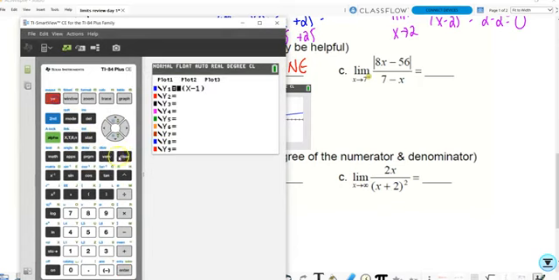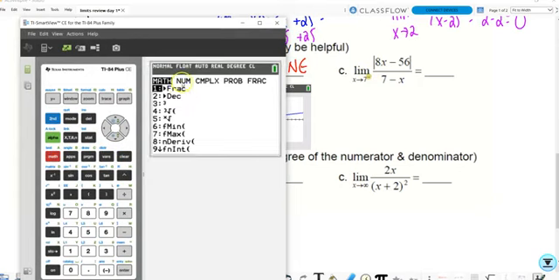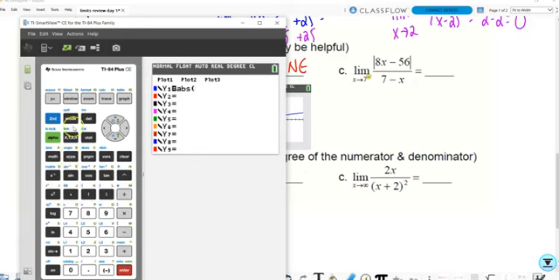All right, last one. Absolute value. I'm going to hit the math button, arrow over to number. ABS stands for absolute value. I have to group my denominator. I actually have to group the numerator too, but that ABS actually does the parentheses for me, so I don't have to make sure to do that. I'm going to hit graph.